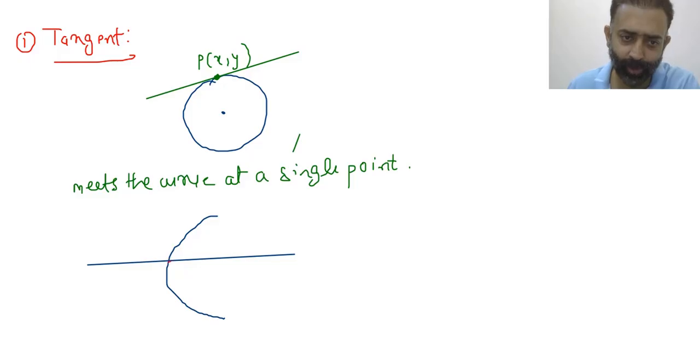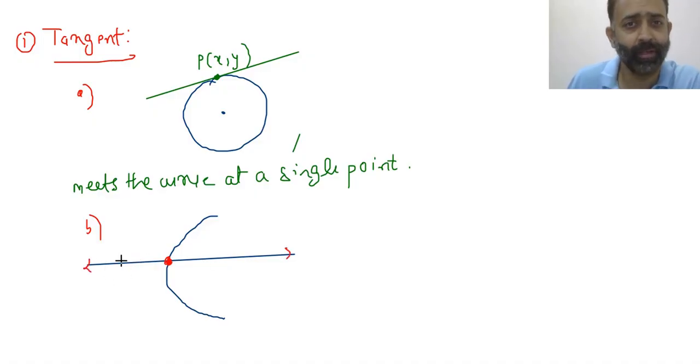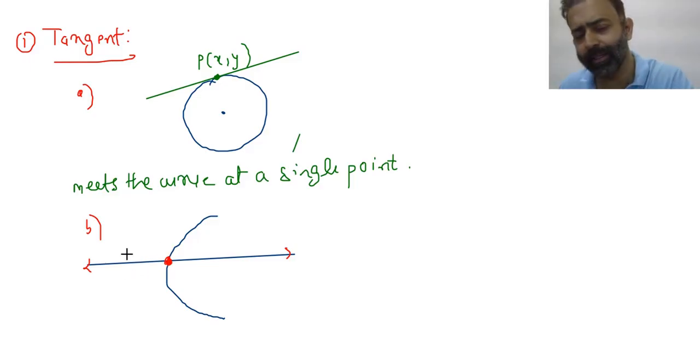But here, as you can see in the B part, this was A part, this is B. In B part, you can see that this straight line is also meeting the curve at a single point, and obviously we cannot call this straight line a tangent. We can say that a tangent is a line which touches the curve, but what is the mathematics behind this? How will you say that a curve is touching or not?